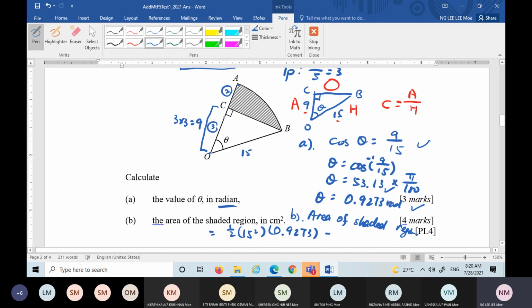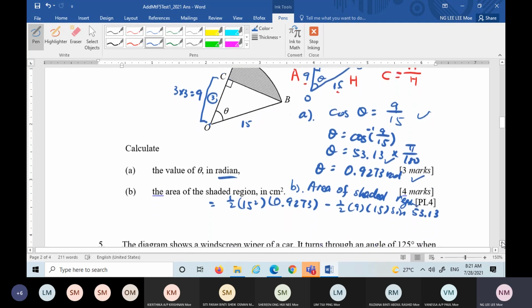I'm using the solution of triangle, half AB sine C. So this is my A, this is my B, and this is the C. I use that formula. So half AB, so it's 9 times 15. Then sine C, so sine the angle. Remember this one must be in degree.